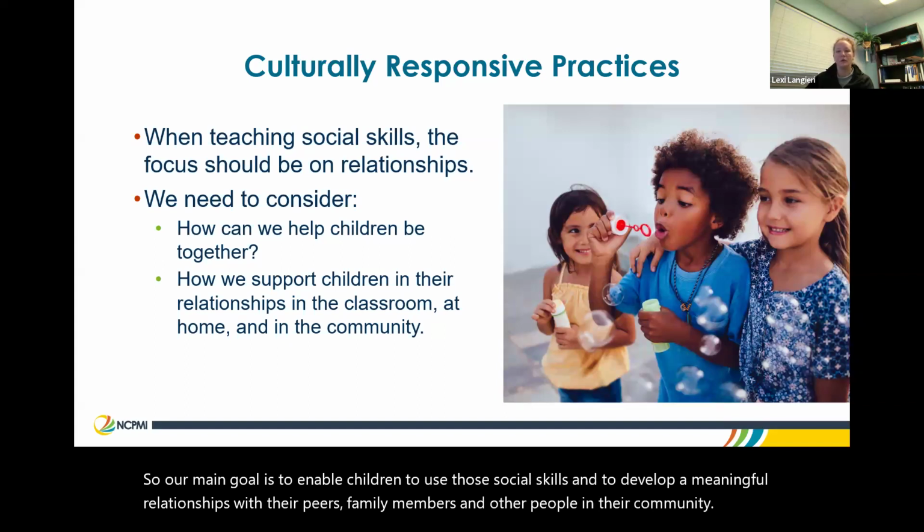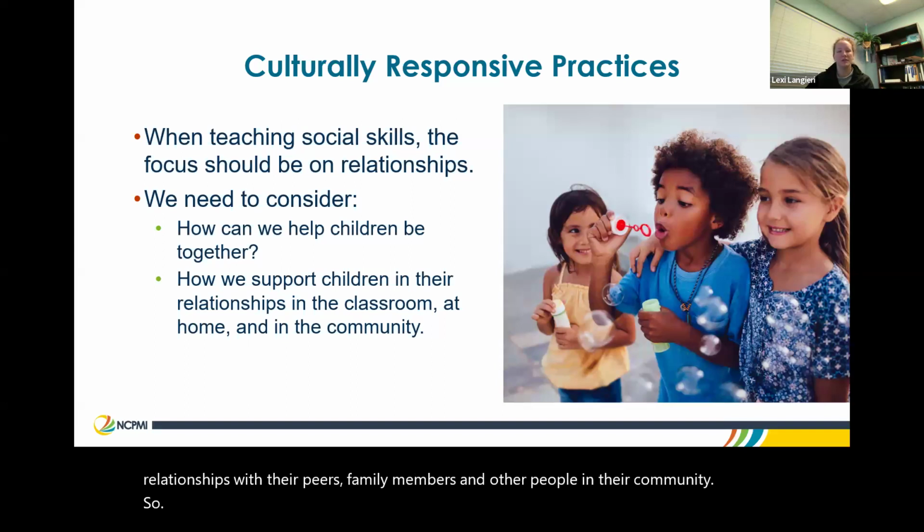So, think about what are some social skills that families might feel are important for their children to learn.